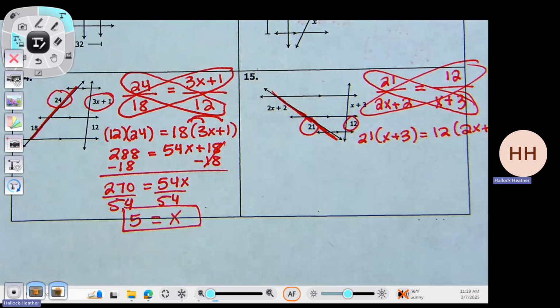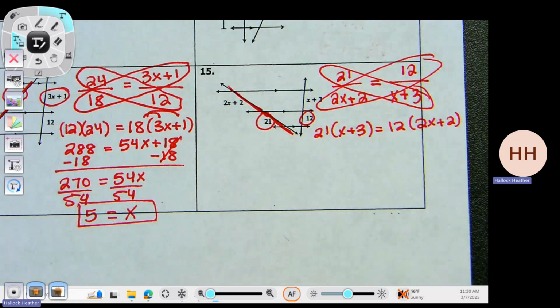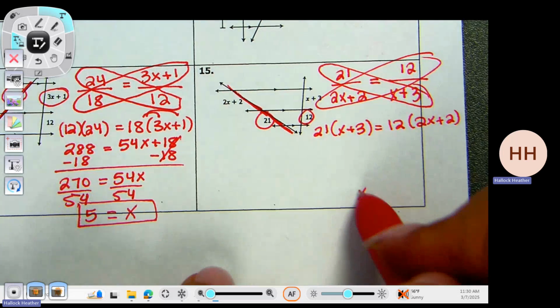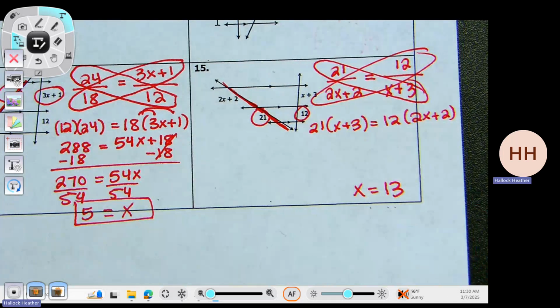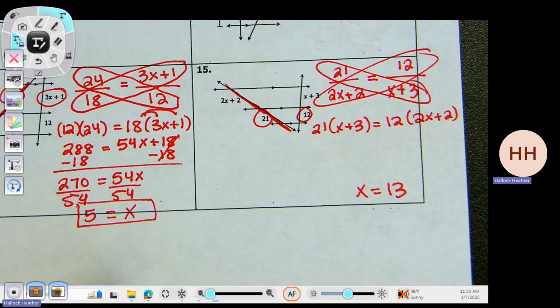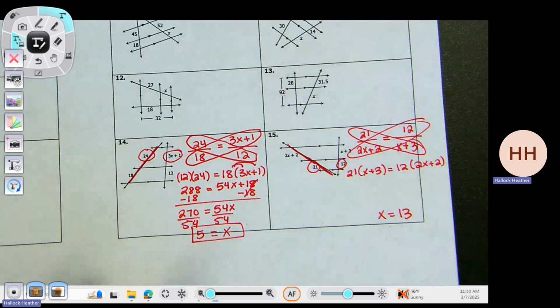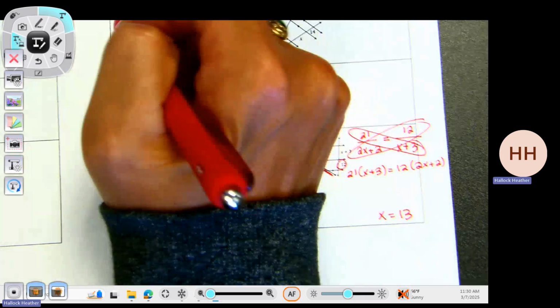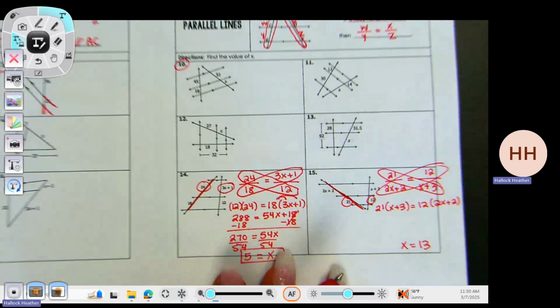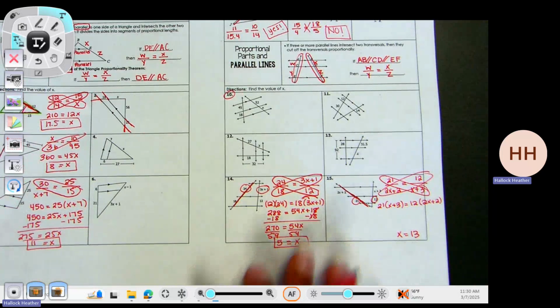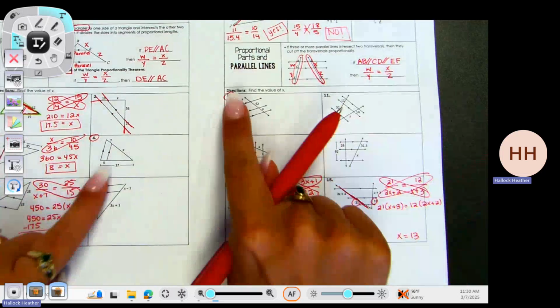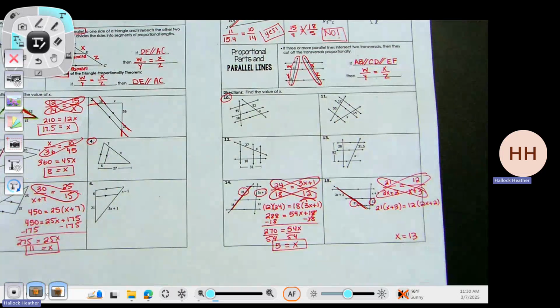So when you distribute and you solve, what do we end up getting? 13. Okay. Would you like to know which ones are decimals? Okay. So on the front, there are two more decimals. So on the front, number 10 is a decimal. Okay. So if you want to circle it, so that way you know, just be aware that's a decimal. 4 is also a decimal. So on the front, 10 and 4 are decimals.